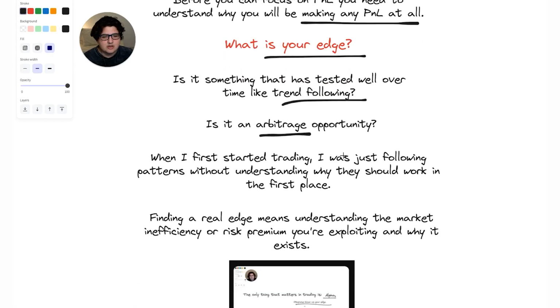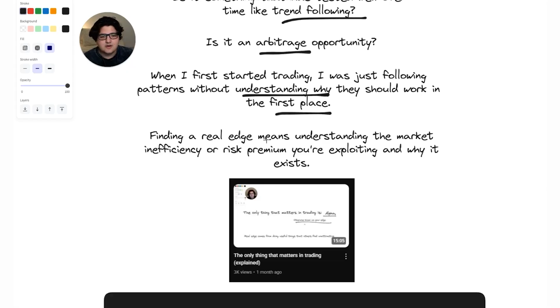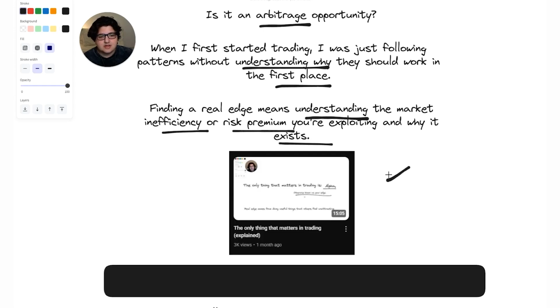When I first started trading, I was simply following patterns without understanding why they should actually work in the first place. I was really just thinking, well, support, resistance, take trade here, but ultimately there was no edge to that. It was just me purely guessing and gambling. Finding a real edge means understanding the market inefficiency or risk premium you're exploiting and why it exists. Now, if you want a video that goes a bit further into this, I have a video over here that goes over the 3 main types.